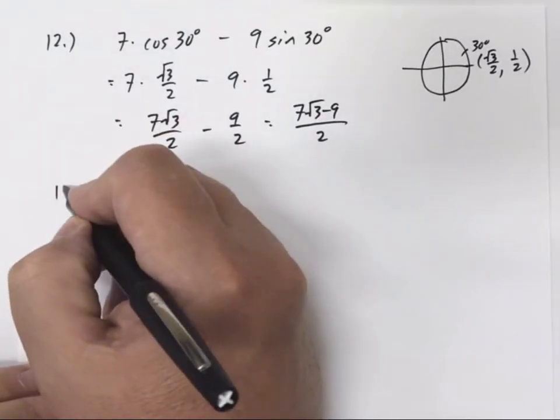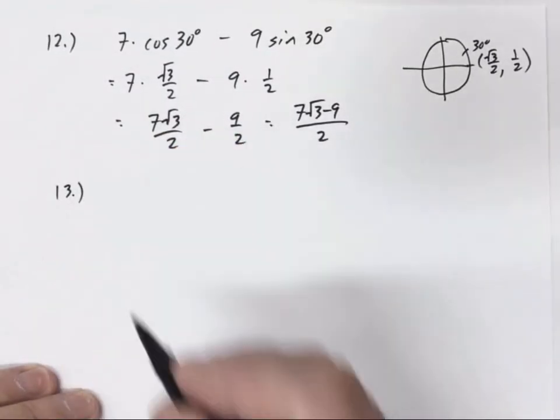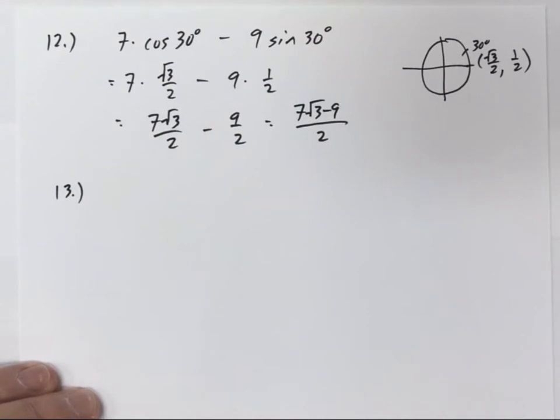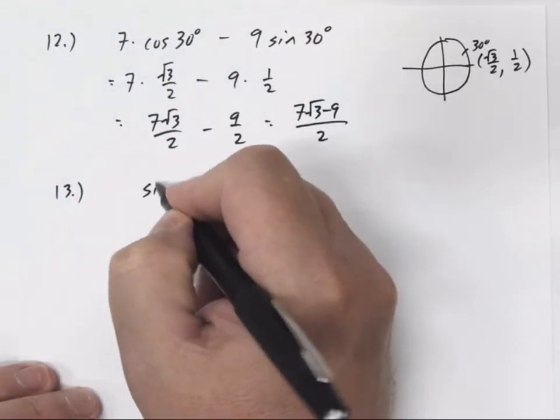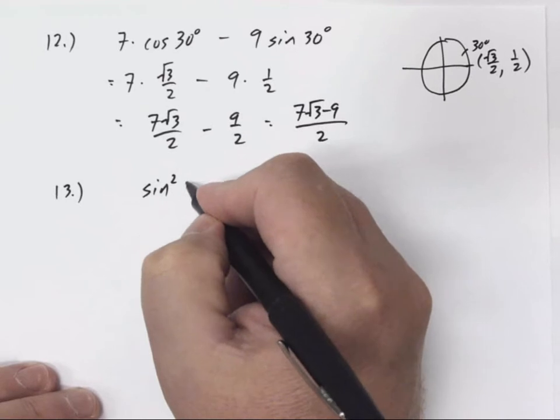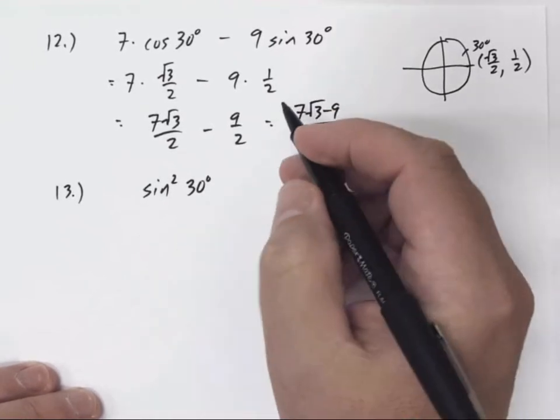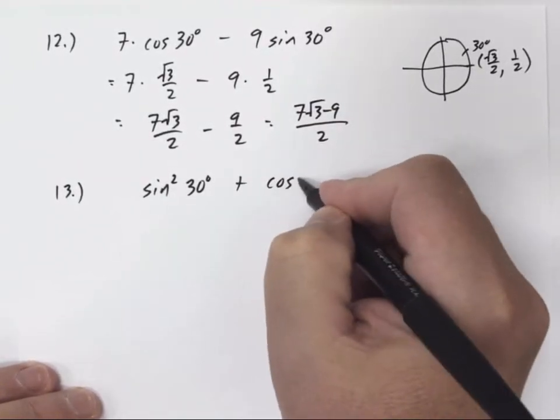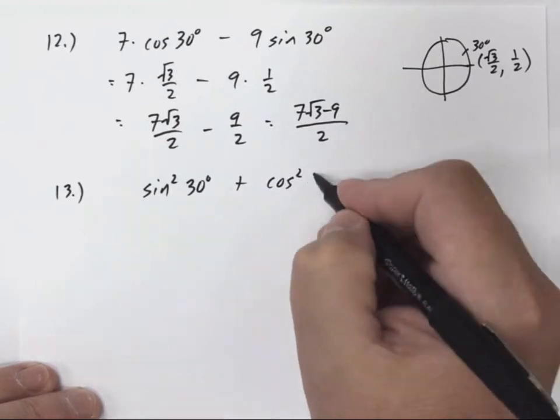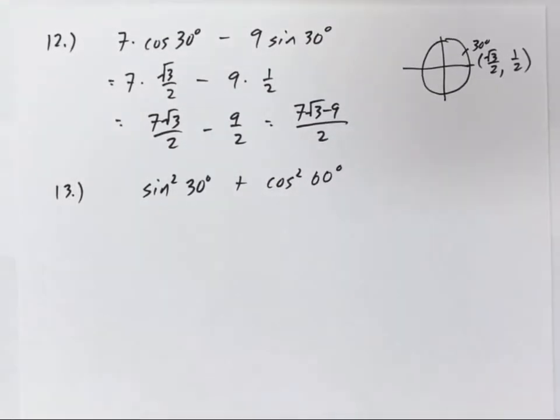Here's another one. Number 13, find the exact value of the expression. Do not use a calculator. Sine squared of 30 degrees plus cosine squared of 60 degrees.